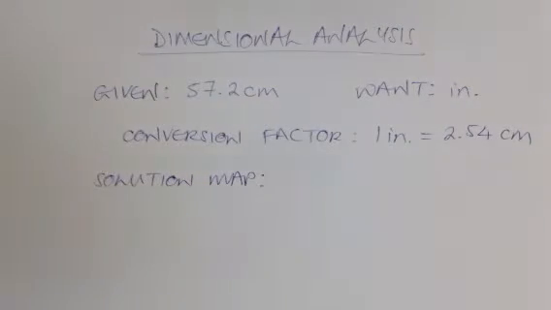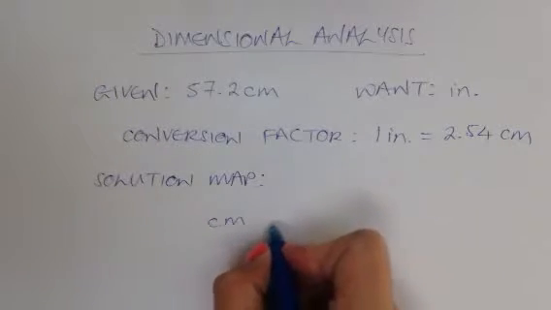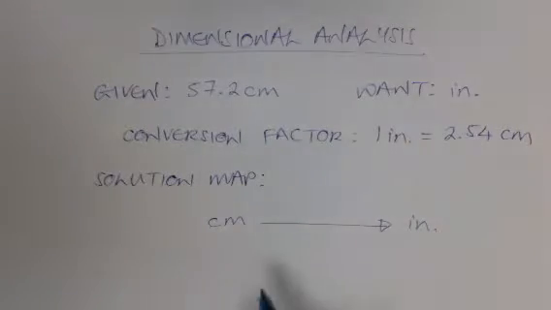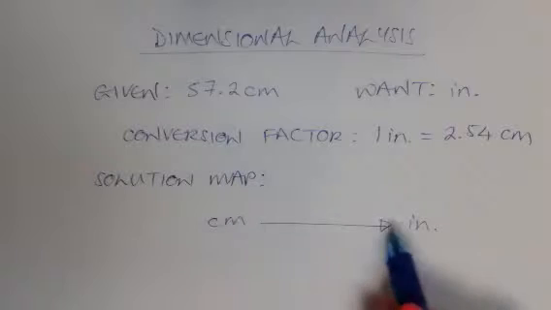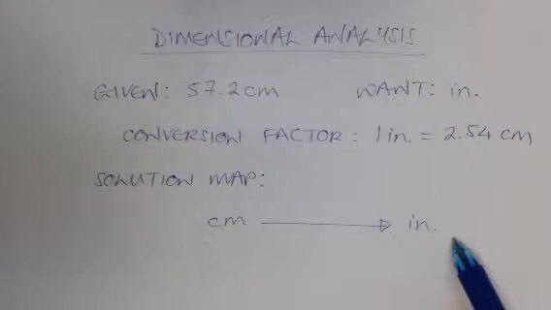Now we go ahead and we draw our map, and our map tells us how to get from our given unit to our wanted unit. So we've been given centimeters, we want inches. So we're going from this point to this point. And then on the arrow, we need to explain how we're going to get there. How are we going to get from centimeters to inches?